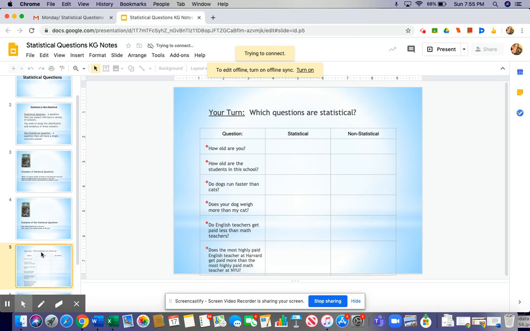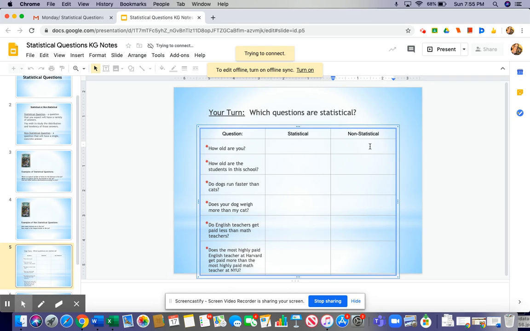So now, let's play this little game here. Your turn. Which questions are considered to be statistical? So we're going to run through each question, and we're going to put an X if it's statistical or an X if it's non-statistical. How old are you? Will that have one answer, or will that have a variety of answers? Right, so if you said it was non-statistical, you were right. Okay, put an X here.